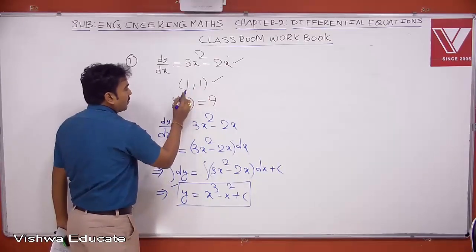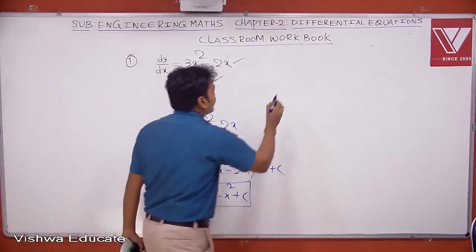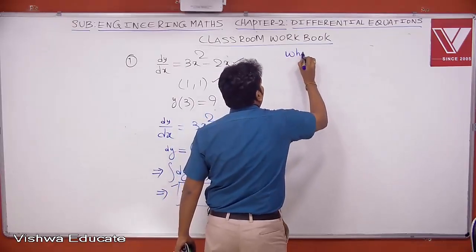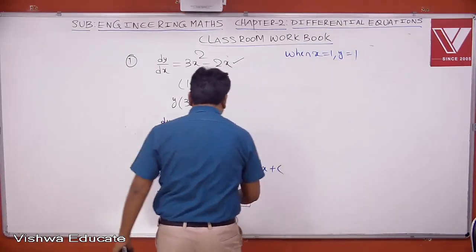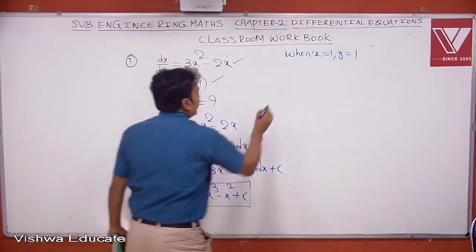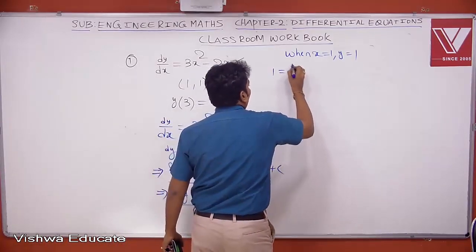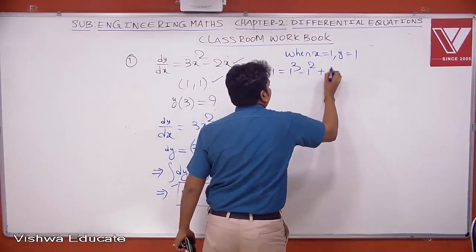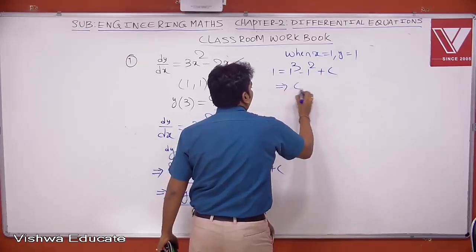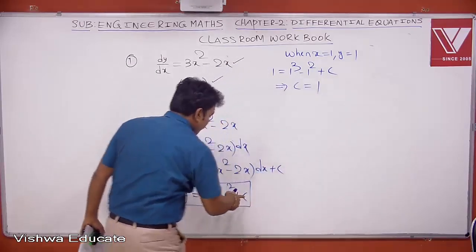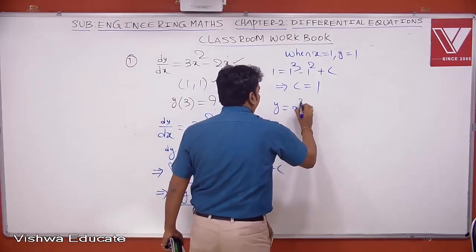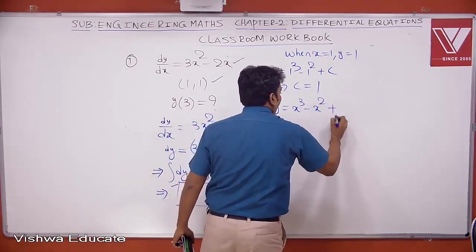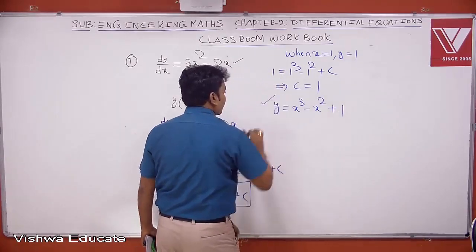Apply this boundary condition. It passes through (1, 1) means when x equal to 1, the value of y is 1. Therefore replace x by 1 and y by 1. In this case 1 equal to 1 cube minus 1 square plus c. This implies c value equal to 1. Now substitute c value in the general solution. My particular solution becomes y equal to x cube minus x square plus 1. It is my particular solution.